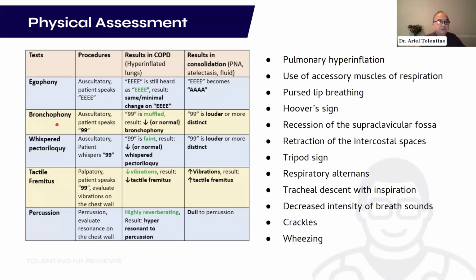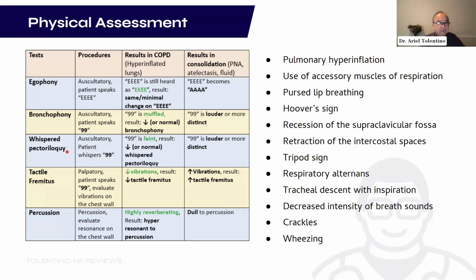For bronchophony, this is also an auscultatory test wherein the patient is asked to say 99. And in the hyperinflated lung, 99 will be heard as if it's muffled, and the result would be decreased bronchophony. In the consolidated lung, 99 would be heard louder and more distinct. Now, the concept of this quality of sound on auscultation being heard louder on the consolidated lung is that a more dense parenchyma is able to transmit sound or vibration even better than air. Okay, so that's the concept behind that.